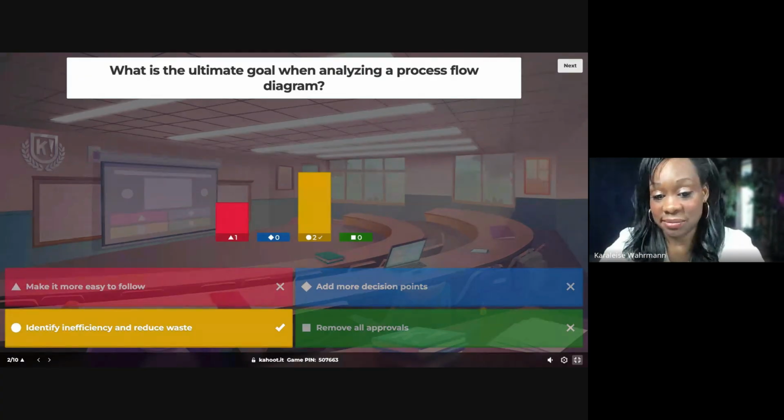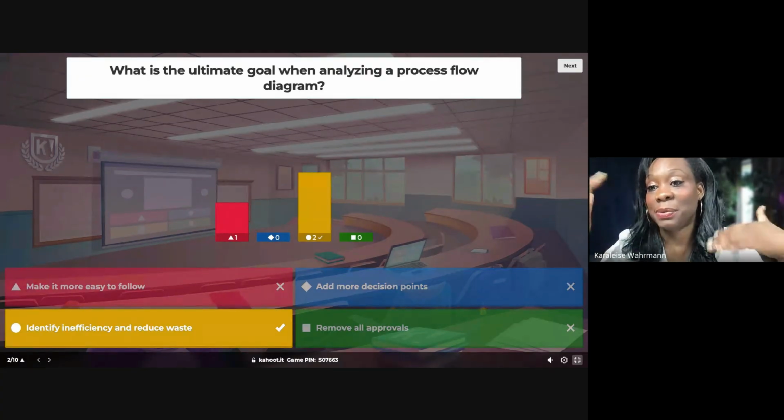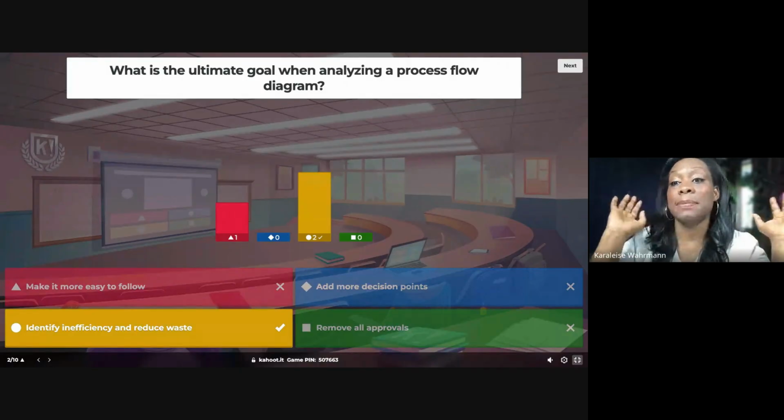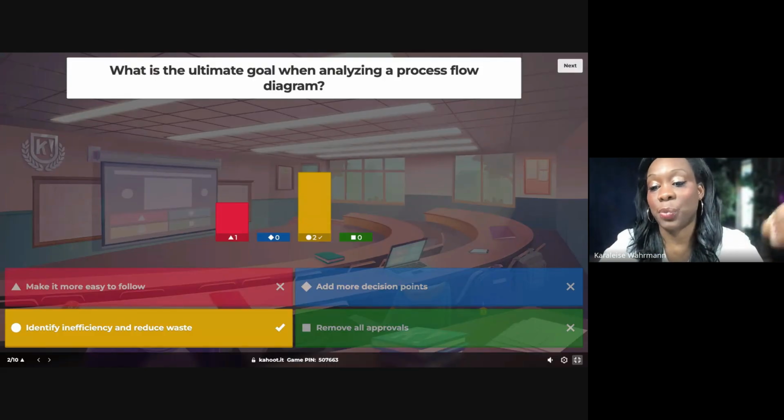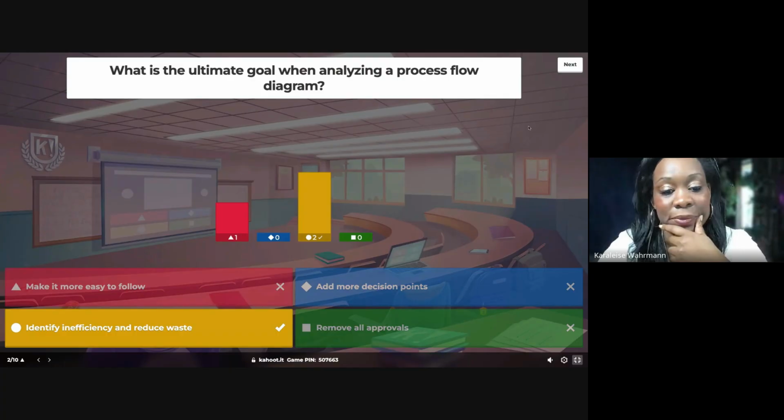So there are many goals, right? One goal could be to make it easy to follow because you want people to see what the steps are. But the ultimate goal is to identify inefficiencies and to reduce waste. So you want to remove all the steps that are inefficient and you want to reduce the waste as well. All right, cool. Ready for the next one?